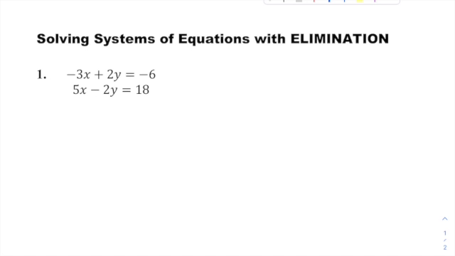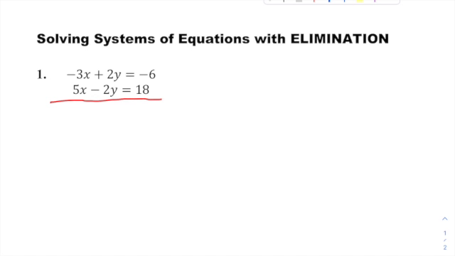If you notice the y's here, that's positive 2y and that's negative 2y. They are opposites of each other, meaning they would cancel each other out if I were to add them together. So that's what I'm going to do with these two equations. I'm basically going to add them together to make one new equation.